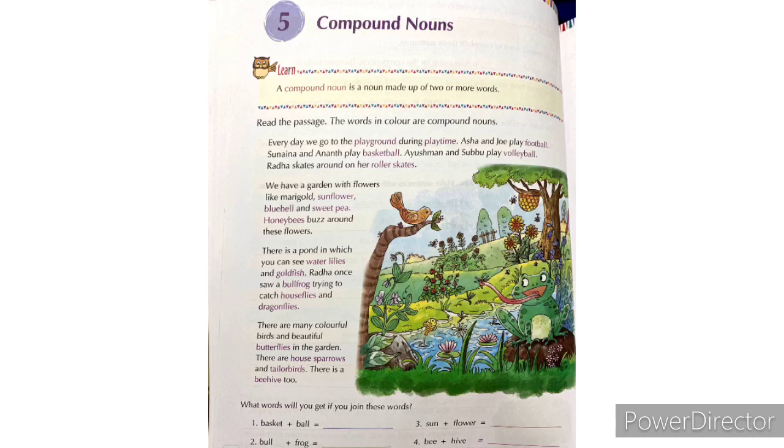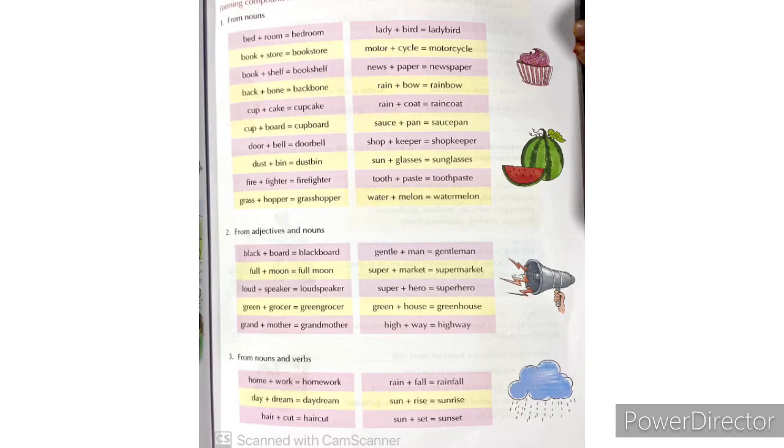Understood? So compound nouns are the nouns which are made up of two or more words. For example, playground, sunflower. Sun is your noun and flower is also your noun. So we add both the nouns and we make one compound noun or one new word. Clear? Now there are some examples which are given. We can go through them.